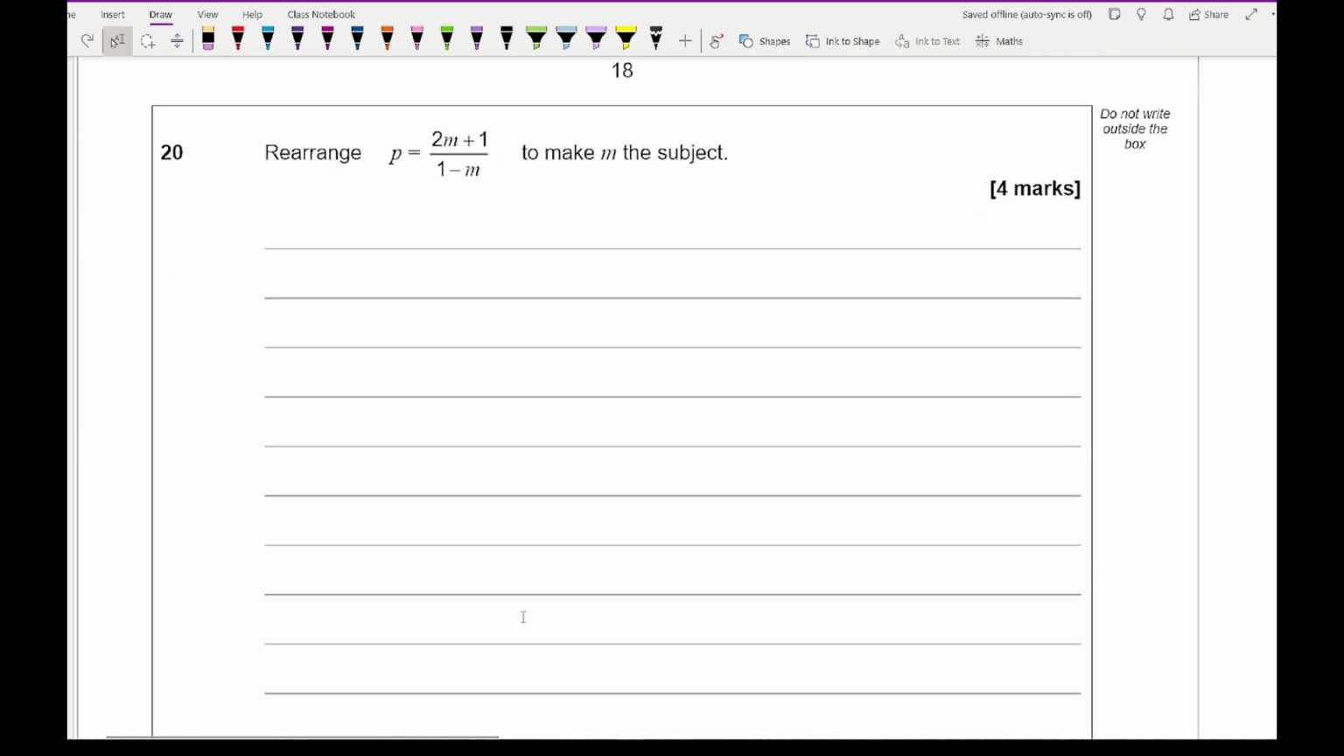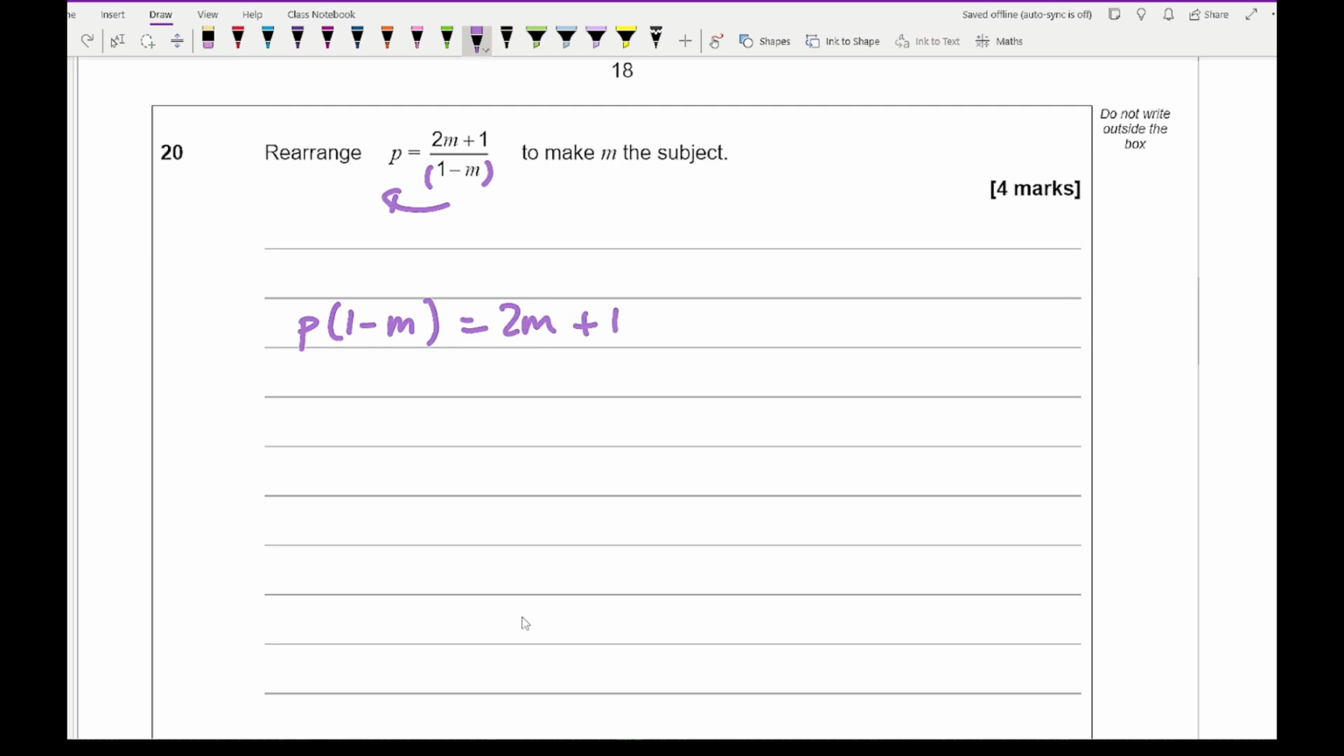Then moving on to question 20, it says rearrange p equals (2m plus 1) over (1 minus m) to make m the subject. So here you should be able to spot that m appears twice. So if I just put brackets around this and then take that bracket over to the other side, we end up with p(1 minus m) equals 2m plus 1.